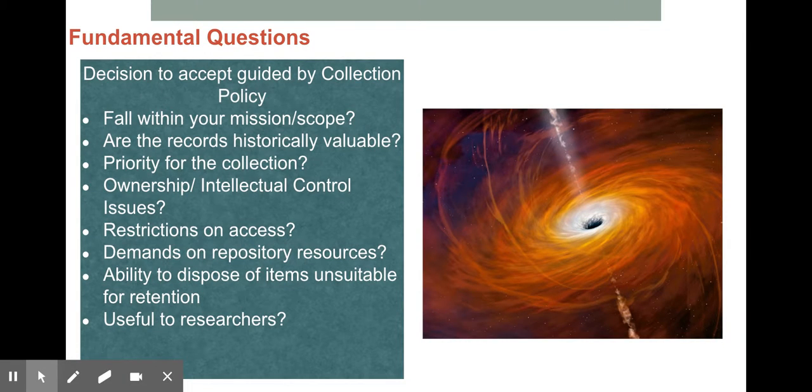You need to ask some fundamental questions when acquiring new items for the collection so that you don't end up with items that you don't want. The archives is not a black hole that people can just store their records in. It has to fit within the mission and the scope, have historical value, not have too many restrictions or demands on the repository resources, and is useful to researchers. We'll talk about how to make these decisions later in this course.